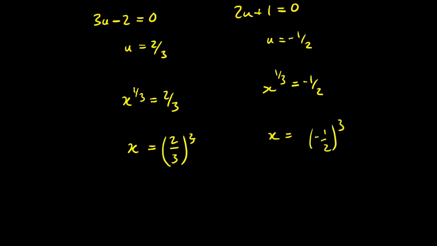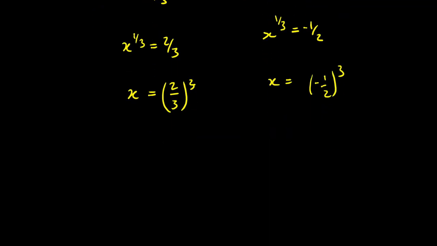And if we cube 2/3, then what we're going to get is 2 cubed, which is 8, over 3 cubed, which is 27. So that's one solution. And if we cube the negative a half, right? Well, negative times a negative times a negative is a negative. And then we're going to get 1 upon 2 cubed, which is 8. So we should get 8/27 and negative an eighth. I'm just going to check that that is right. Yeah, 8/27 and negative an eighth.